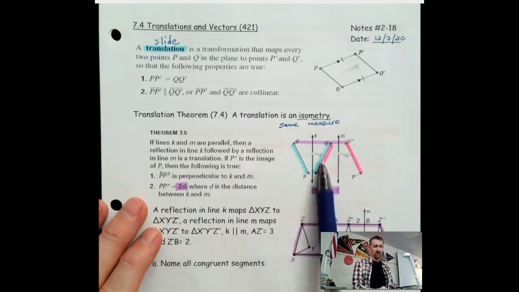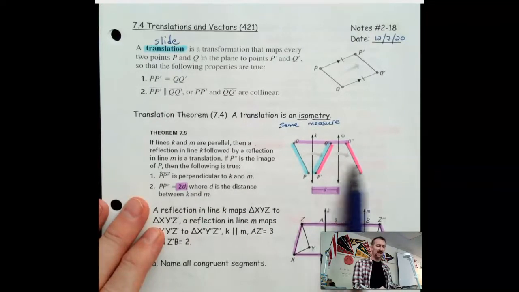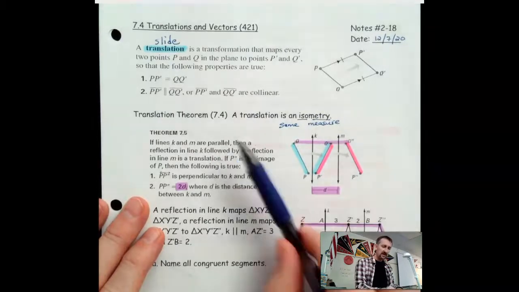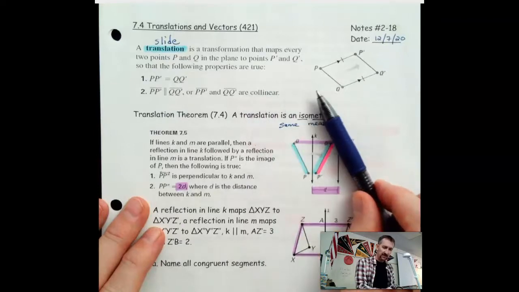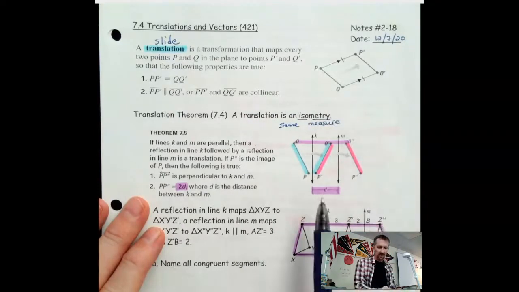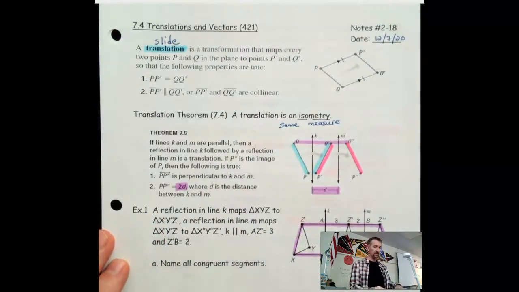This doesn't get used very often, but what they're saying is if we do a reflection, the blue, across a line, and then we reflect that again across another line that's parallel, the pink, then a double reflection like that over 2 parallel lines is the same as taking that original segment and translating it, sliding it across, double the distance in between the 2 lines. So that's what that's about. It doesn't show up very often, but still.